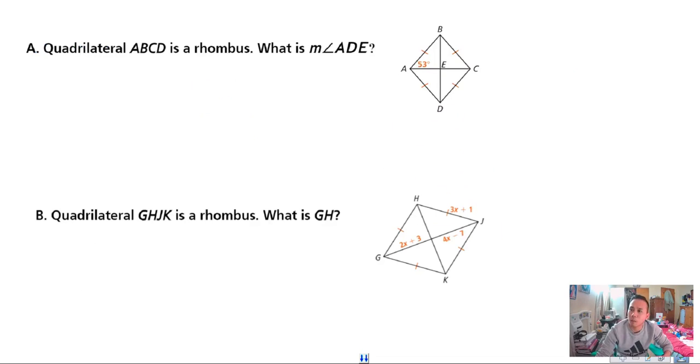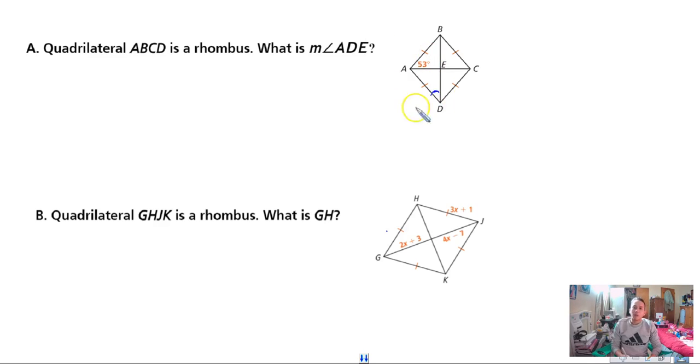Now we are going to apply those theorems that we have. So we're going to find the length and angle measure of a rhombus. Quadrilateral ABCD is a rhombus. What is the measurement of ADE? So we are looking at the measurement of this angle here, ADE.